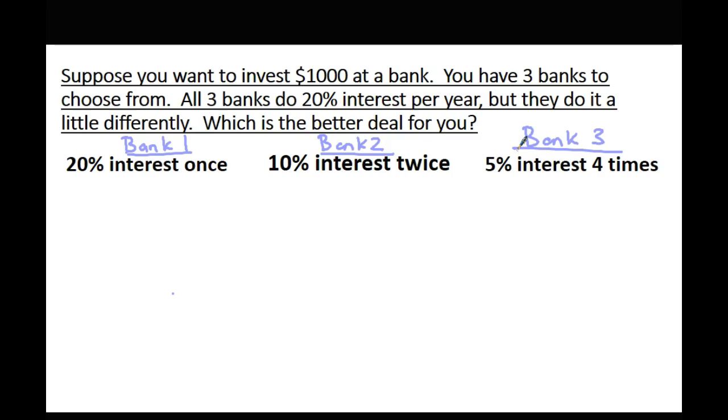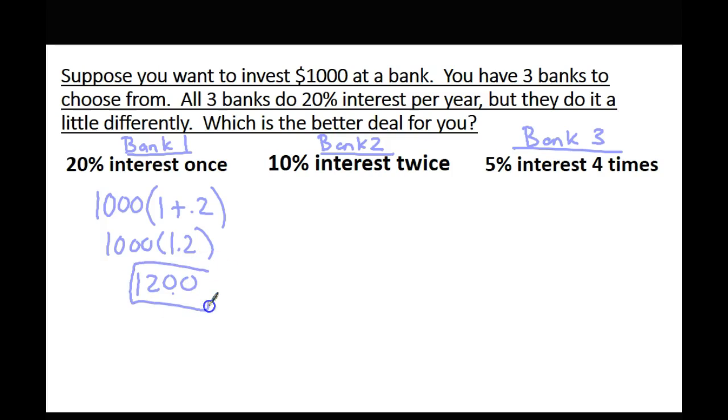So in this case, for Bank 1, my starting amount is $1,000, right? And 1 plus, this is going to be my interest right here. How much interest are they giving me? 20%, right? So how do I write that as a decimal? 0.2. And that's it. They're only going to do that once. So I have 1,000 times 1.2, which would be $1,200. So I gained $200 out of this deal with the bank, and I make $200 by letting them borrow my money. Okay.